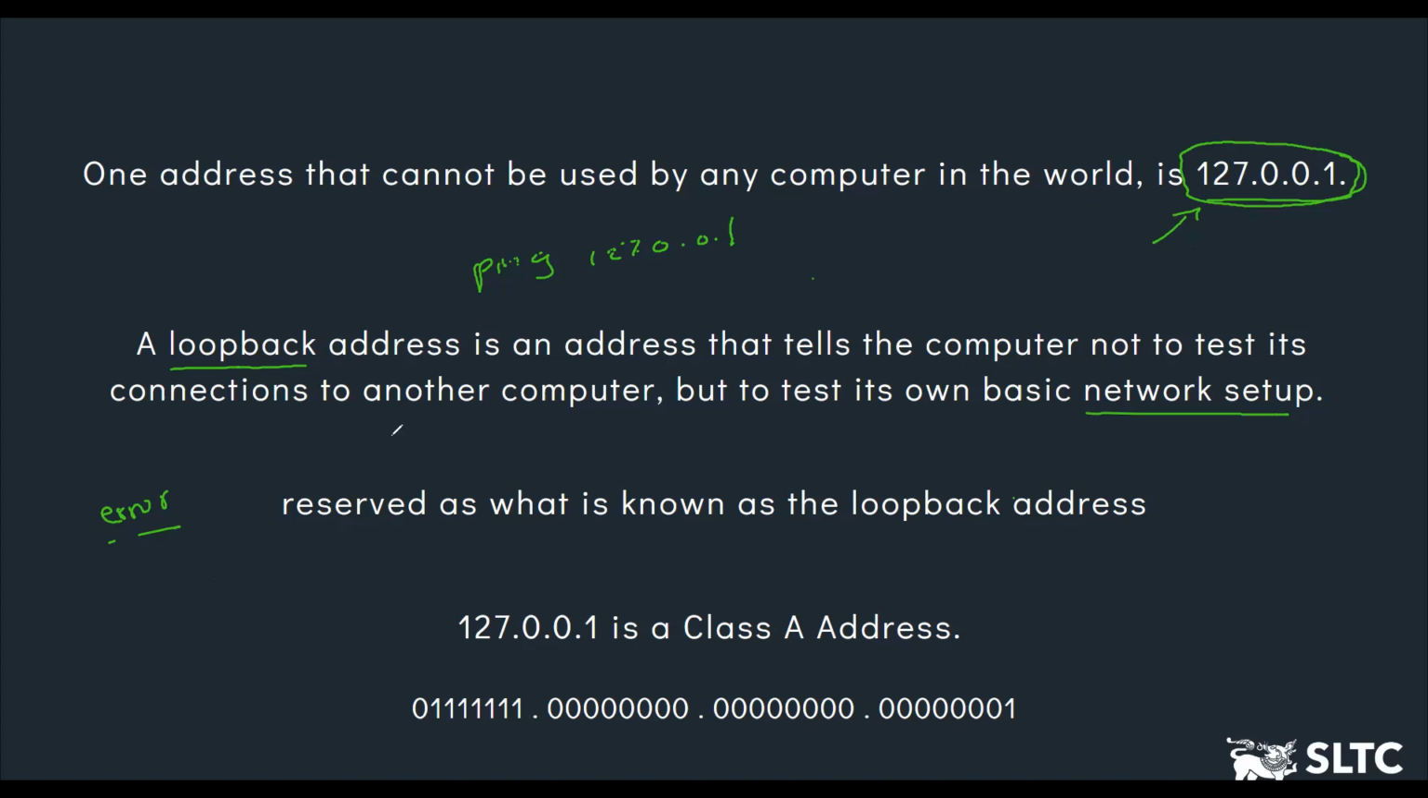Right? So this address is a class A address. In IP addresses, we have different classes defined. By checking the first number of the IP address, we can say the class of that address, right? This one has a value 127, so that is a class A address. We will talk about the classes of the addresses.